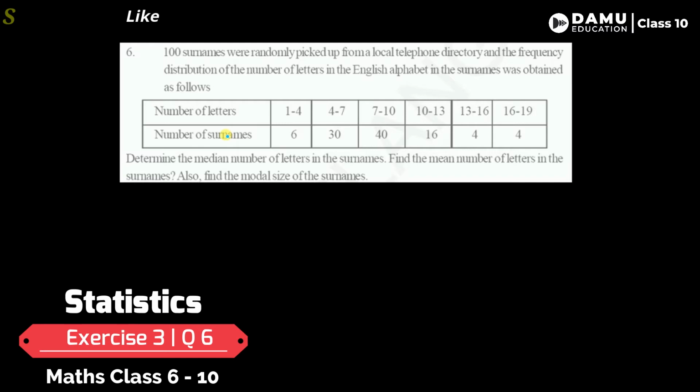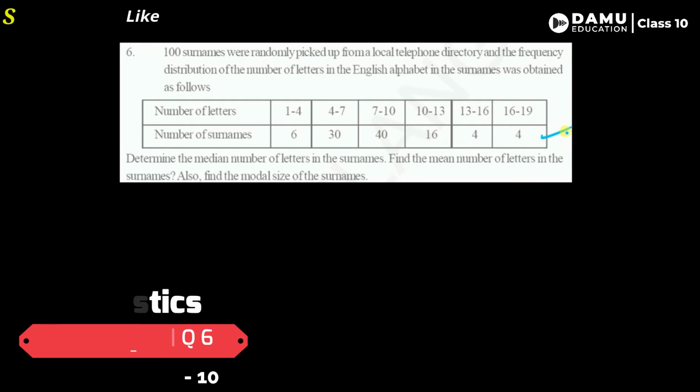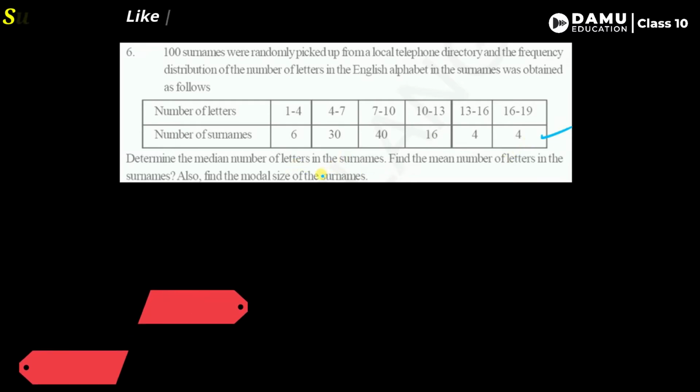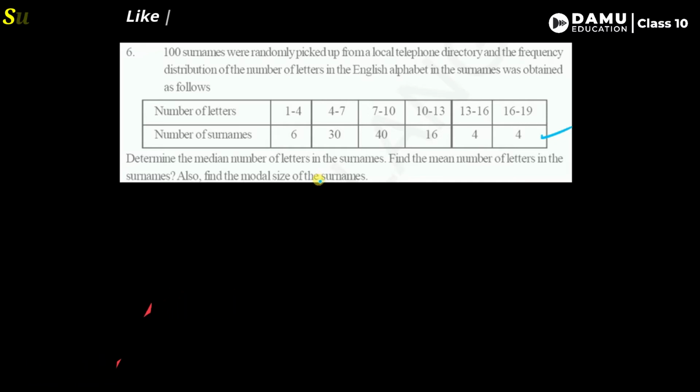If the number of letters is 1 to 4, then 6 surnames are there. 4 to 7, 30 surnames are there. If you add all these values, we will get 100. That is summation of f. Determine the median number of letters in the surnames. Find the mean number of letters in the surnames and also find the modal size of the surnames. So we have to calculate three central tendencies of the given data.